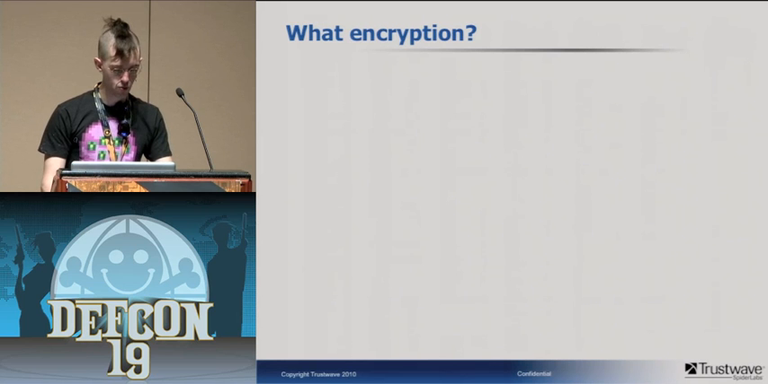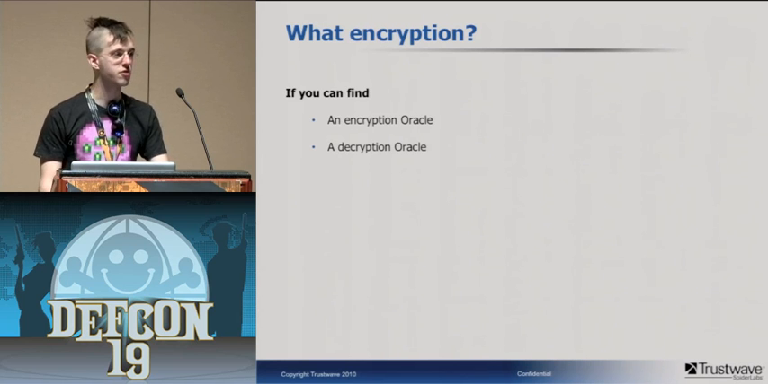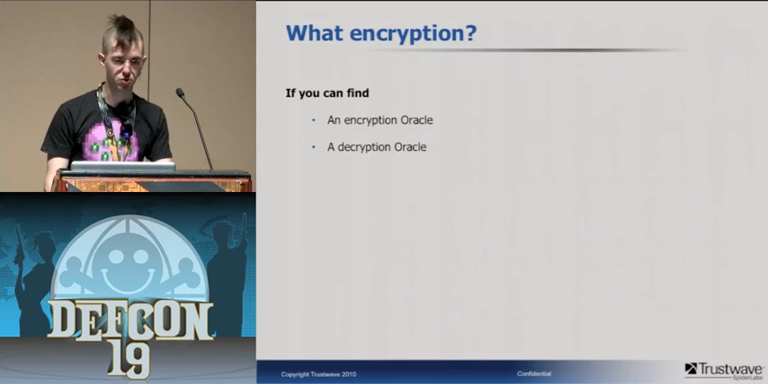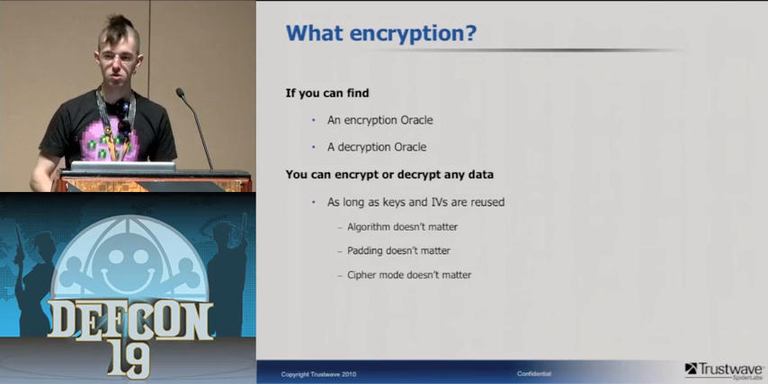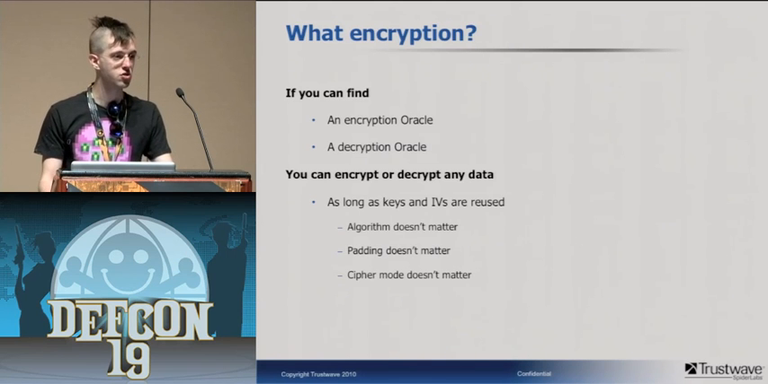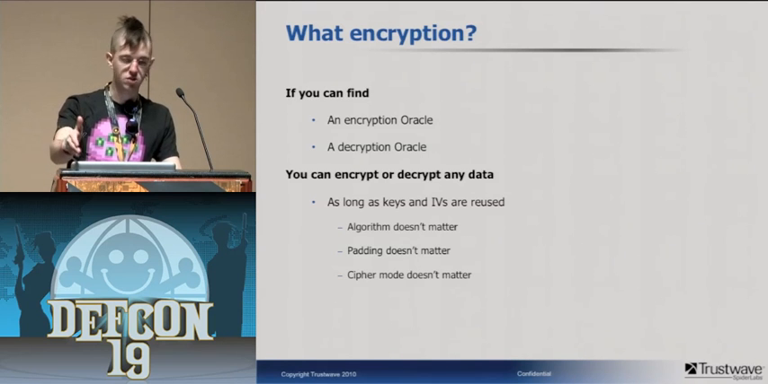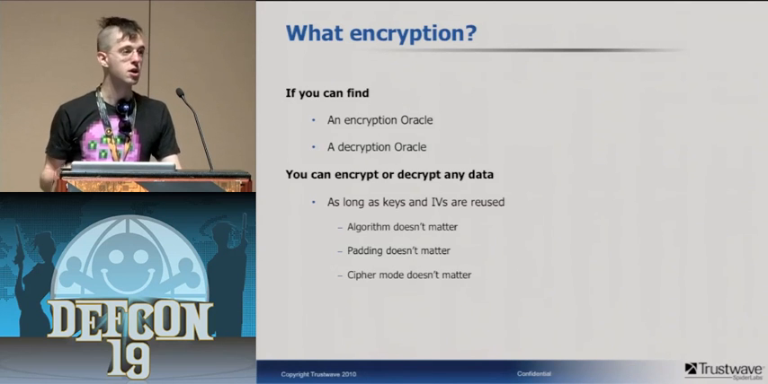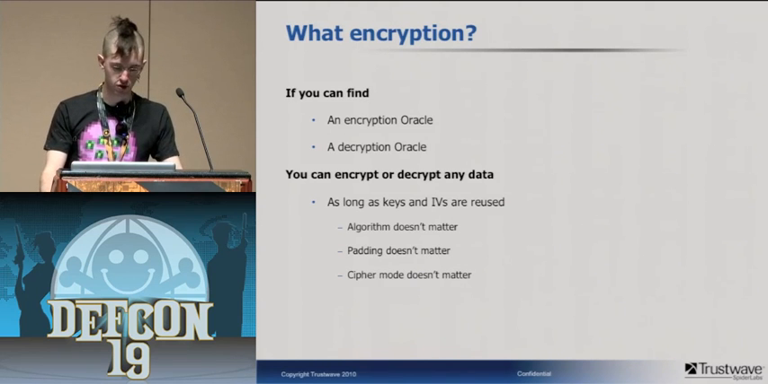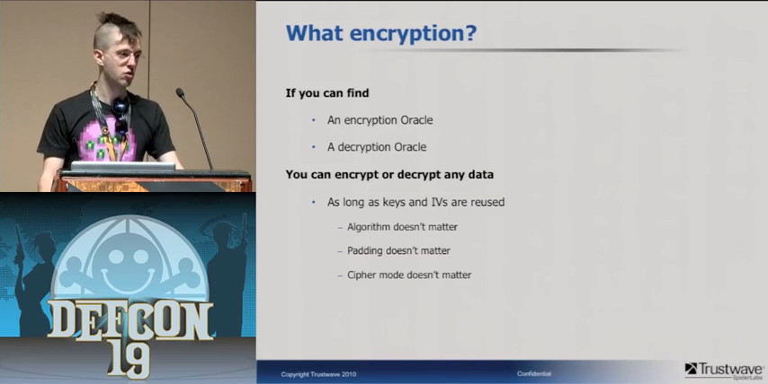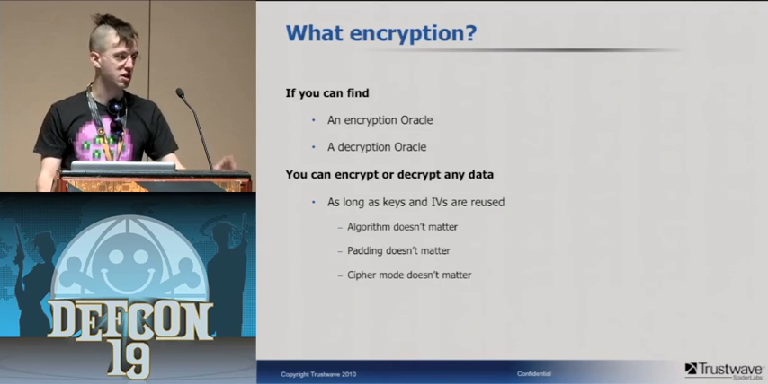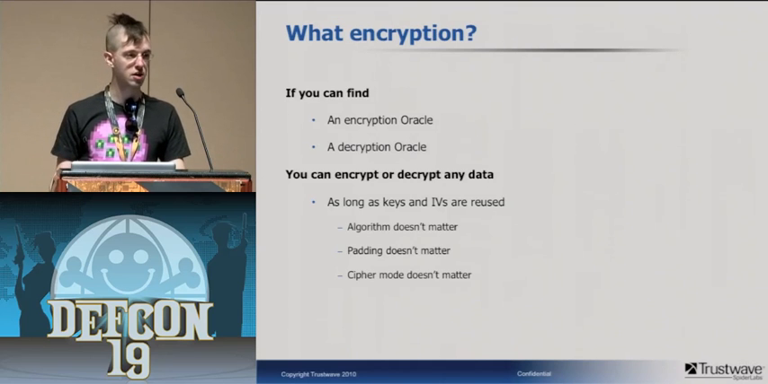So one last take-home point that I want to make is that if you can find an encryption oracle and a decryption oracle, it doesn't matter what you're using, as long as keys and IVs are reused. By the way that cryptography works, anything that's encrypted and decrypted with the same key, IV, and cipher is going to be the plain text. So whatever cipher, key, padding, or cipher mode you're using, it doesn't matter if you can find an encryption or decryption oracle. Anything with that same key, IV, and cipher is now as good as plain text.